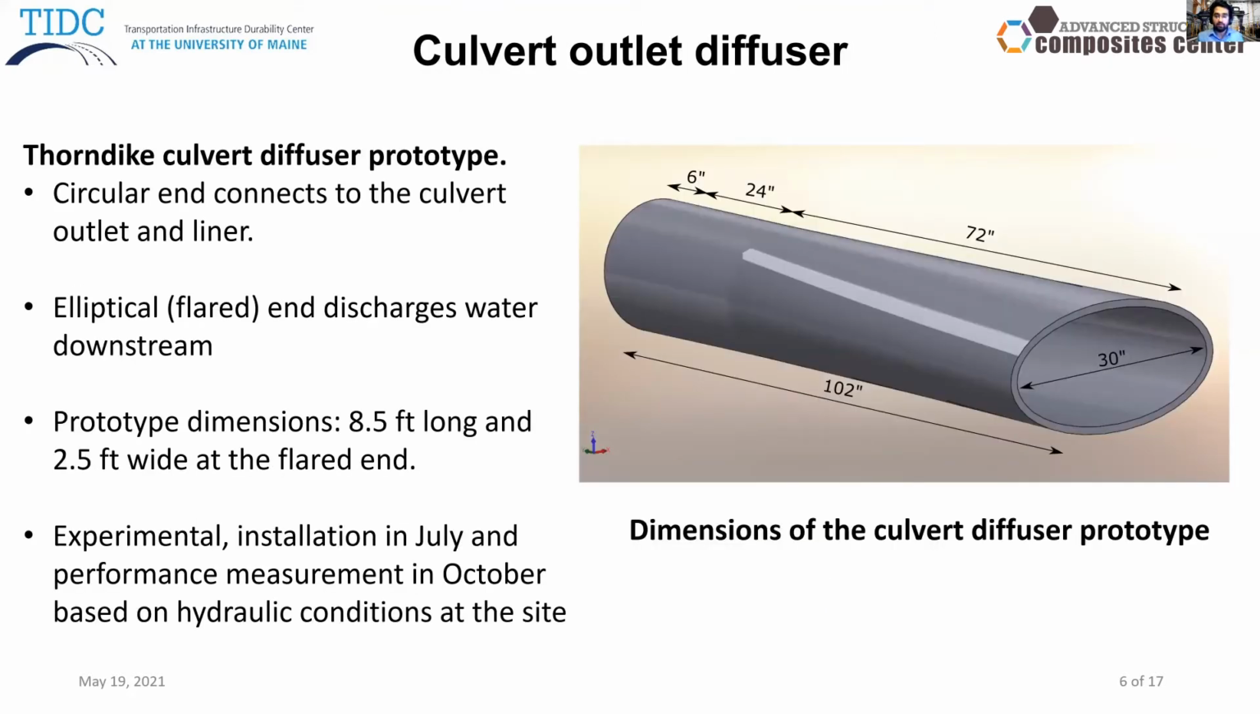The geometry of the diffuser is shown on the figure to the right. The diffuser is 8.5 feet long. The circular end connects to the culvert that is 15 inches in diameter. The diffuser flares up to an elliptical shape over a length of 72 inches to a measured diameter of 30 inches on the flared end. As you can see, this is a non-prismatic shape, and such shapes are difficult to extrude using a die. This geometry is unique to the Thorndike Culvert diffuser.